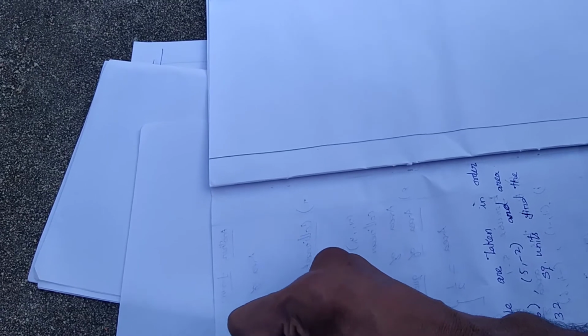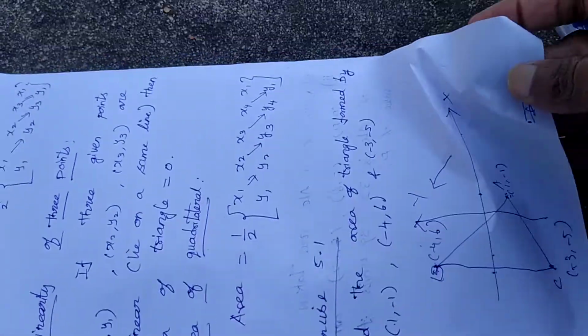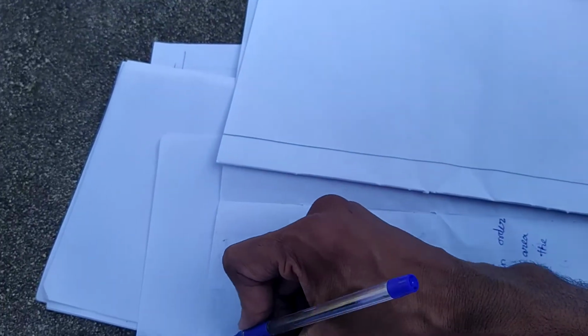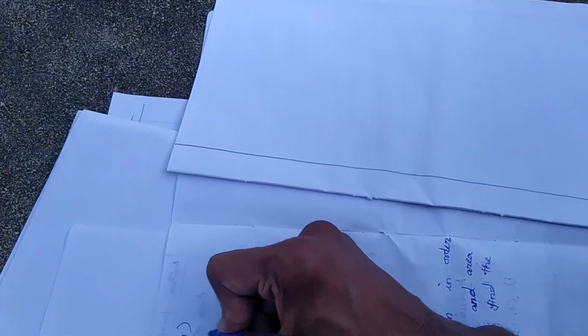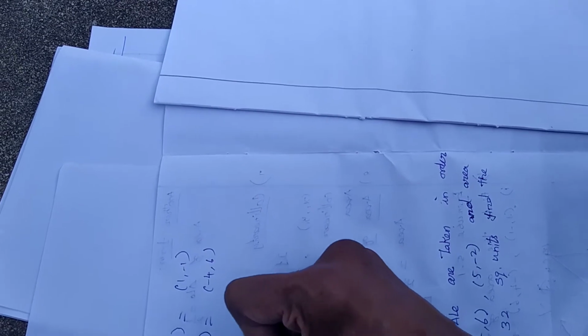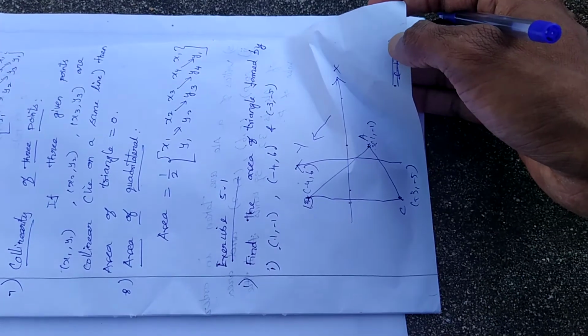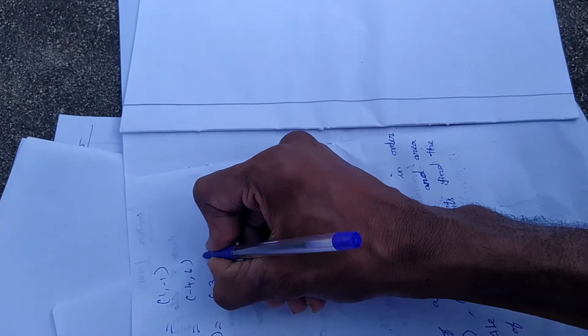Just write down: A of x1 y1 is equal to the first point (1, -1), and B of x2 y2 is (-4, 6), and C of x3 y3 is (-3, -5). Next, we can use the area of triangle formula.